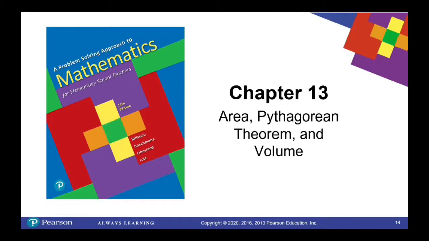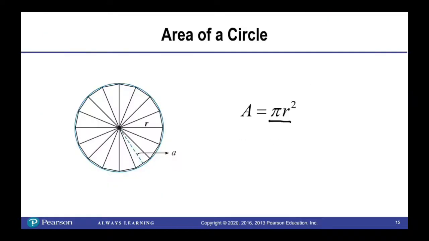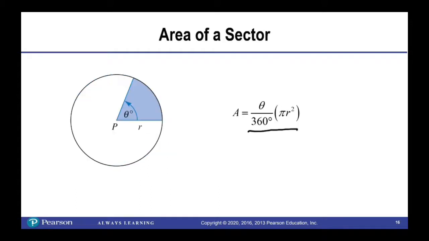So let's get started. To find the area of a circle, we use the formula A equals pi r squared, where r represents the length of our radius. We've also talked about a sector of a circle, which is like a piece of a pie. Our formula for the area of a sector is theta over 360 times pi r squared. Theta represents the degrees of the angle.